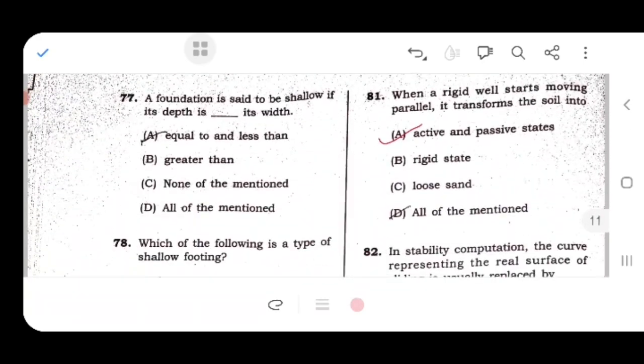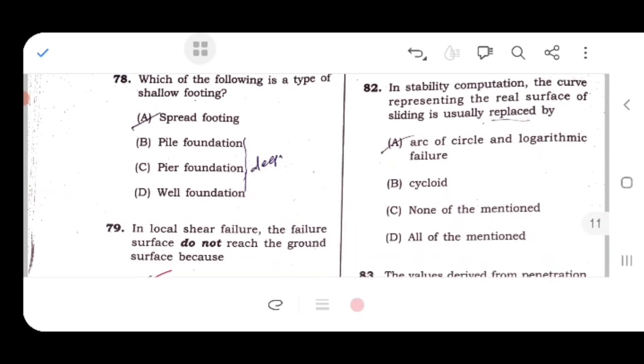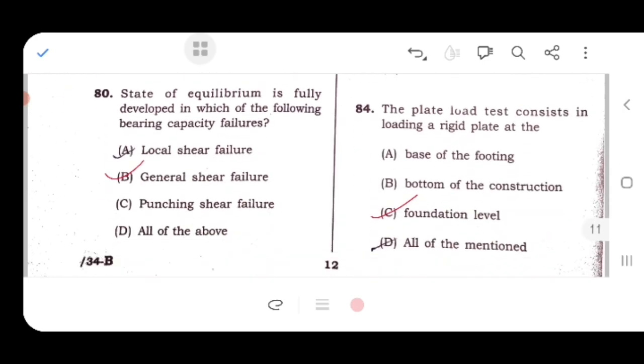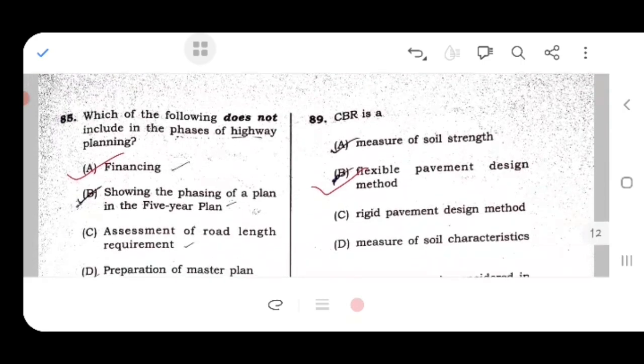When a rigid wall starts moving parallel, it transforms soil into active and passive state. In stability computation, the curve representing the real surface of sliding is usually replaced by arc of circle and logarithmic spiral. The value derived from the penetration test can be used for finding the depth of hard stratum and strength of soil. The plate load test consists of loading a rigid plate at the foundation level.